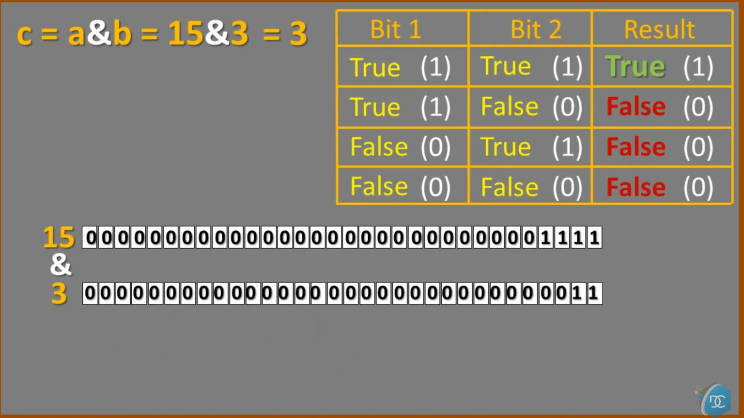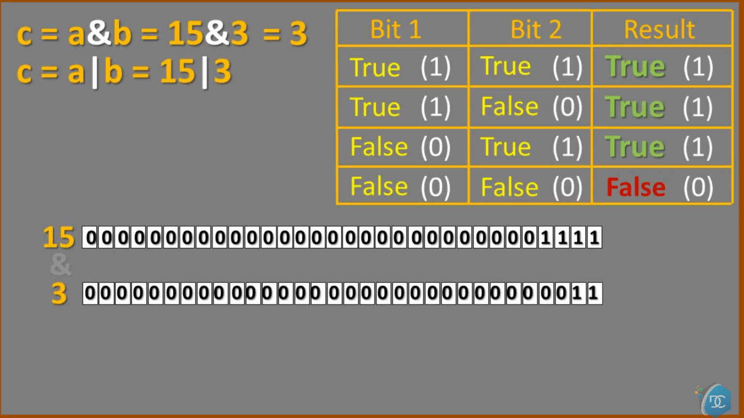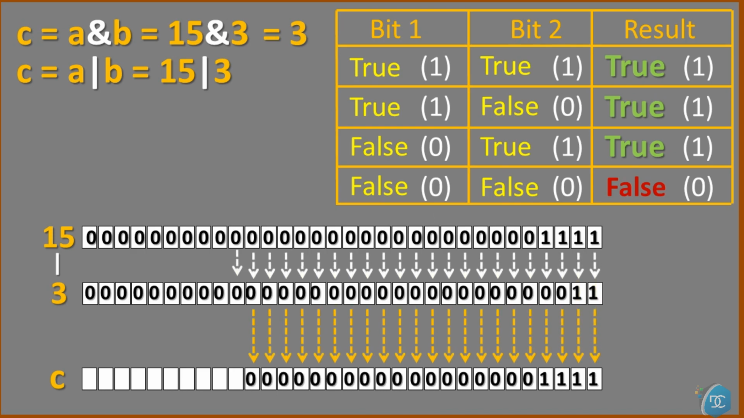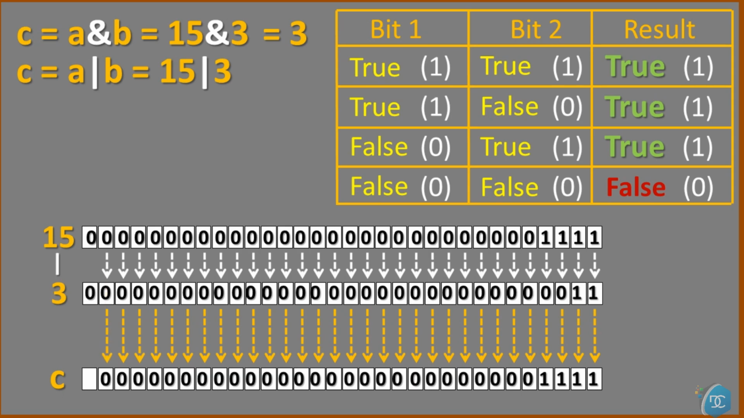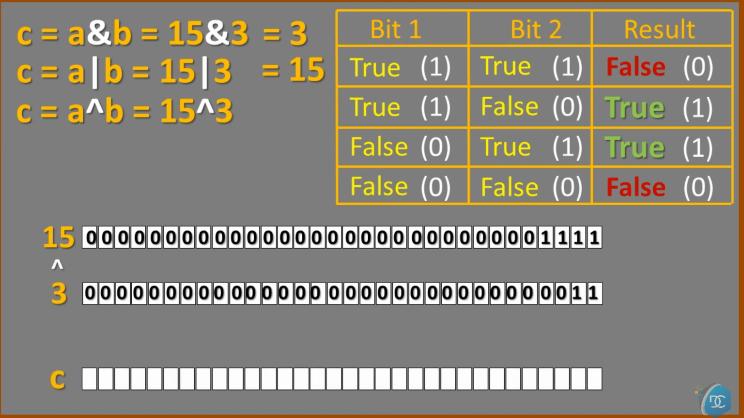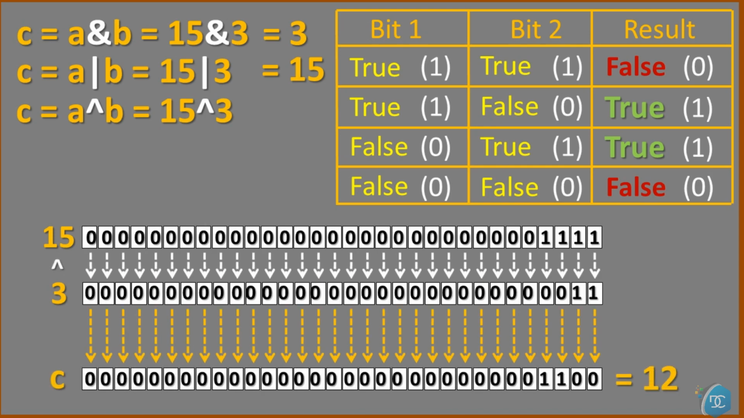In our program, next is bitwise OR, which will happen according to this truth table, and the result will be like this. Resulting in 15. So C becomes 15 in this case. Similarly for XOR, the results will be like this, where C becomes 12.